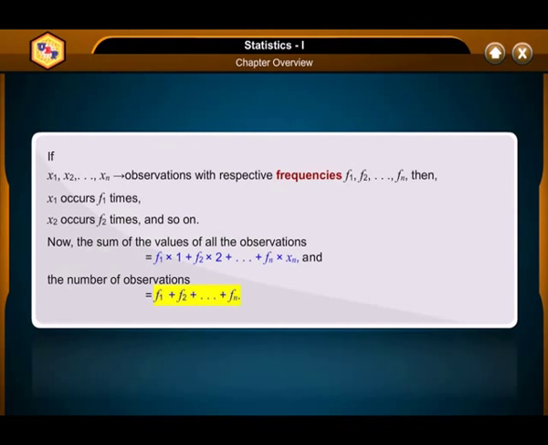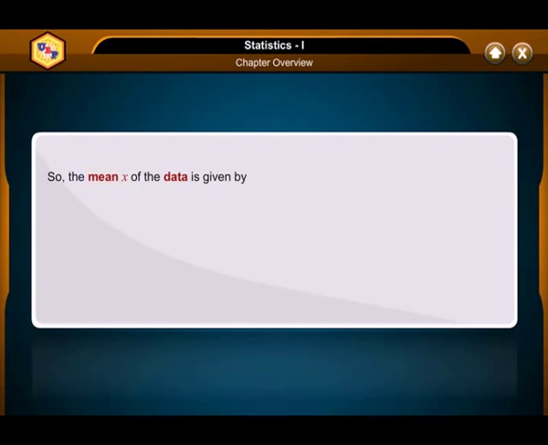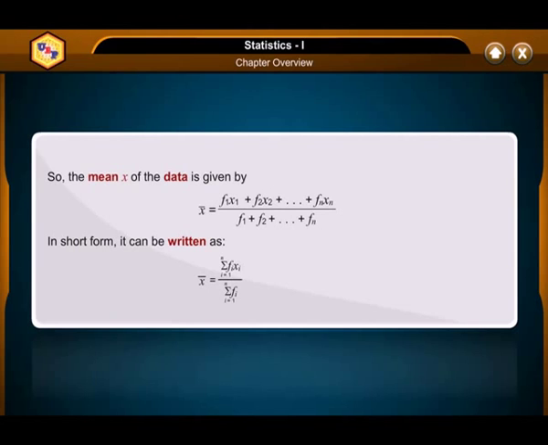So, the mean x bar of the data is given by x bar equal to f1x1 plus f2x2 plus up to fnxn upon f1 plus f2 plus up to fn. In short form, it can be written as x bar is equal to summation of i equal to 1 to n fi xi upon summation of i equal to 1 to n fi.